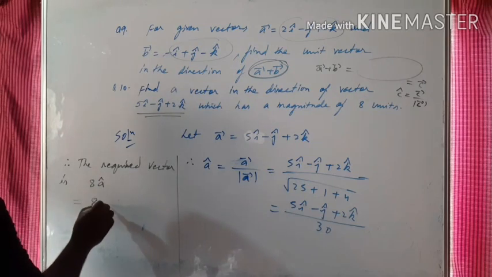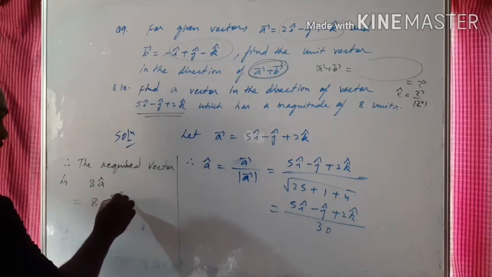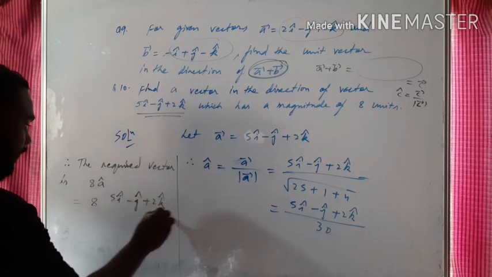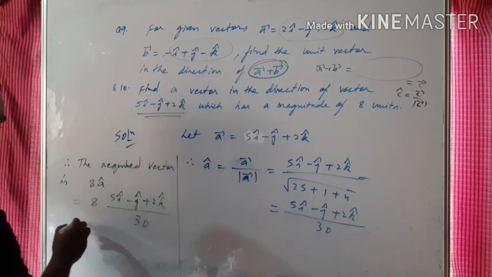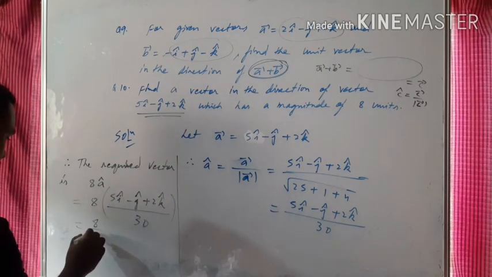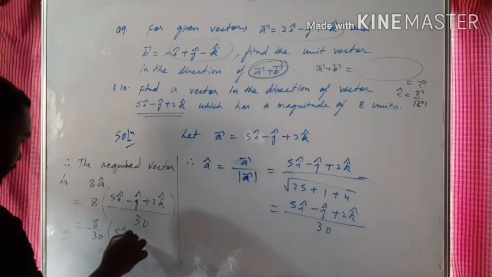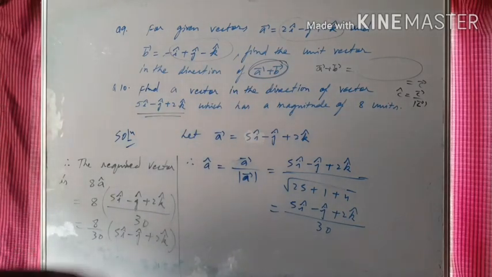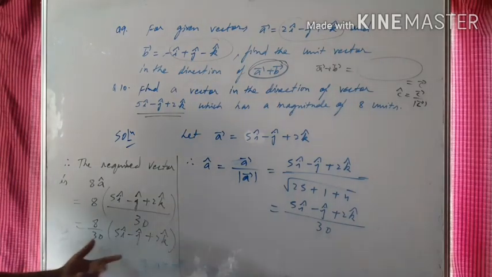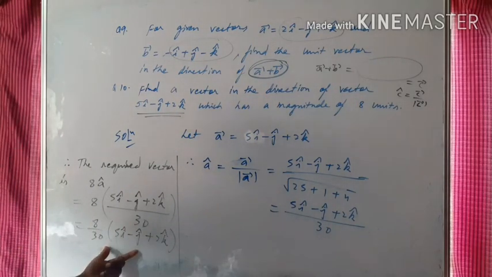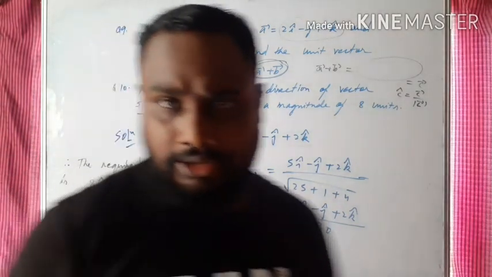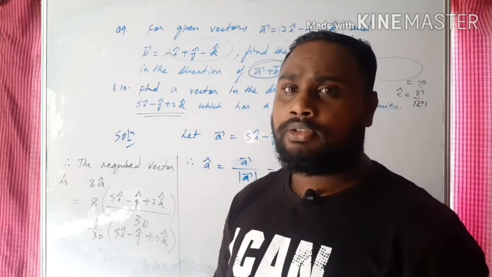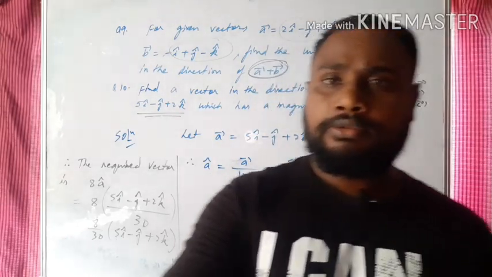So this will be 8 into 5i minus j plus 2k divided by root 30. So this will give you 8 by root 30 times 5i minus j plus 2k. So this is a vector which is in the direction of a vector and having magnitude 8. If you find the magnitude of this vector, you will get the answer 8 only. You can just check it. Okay, so let's see the next question.